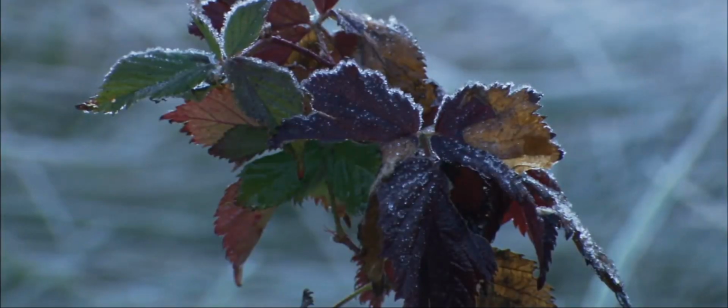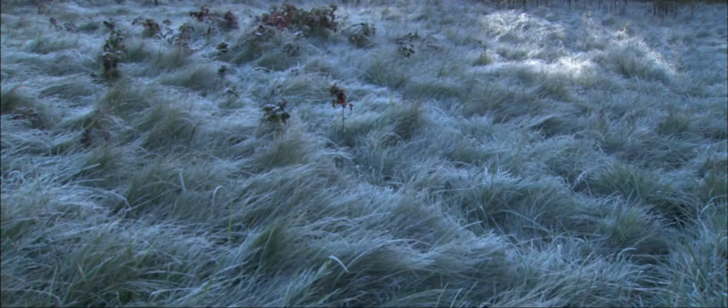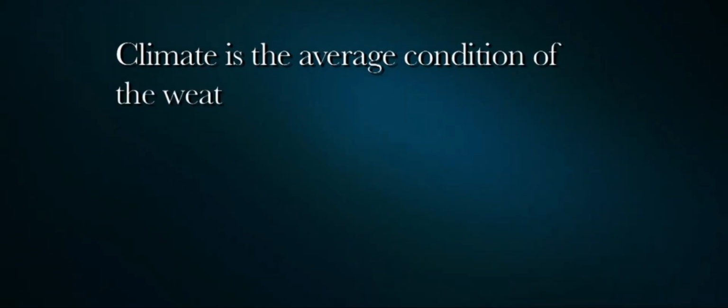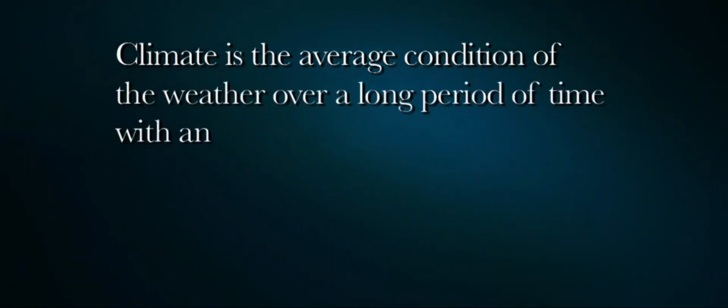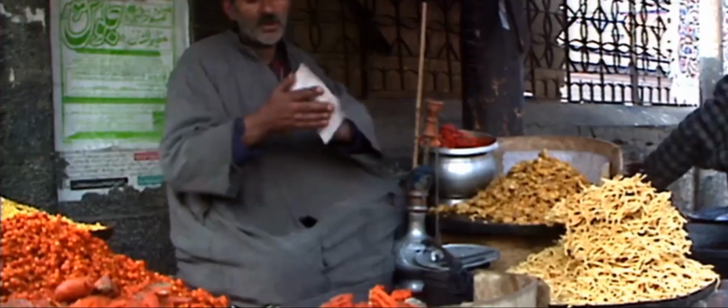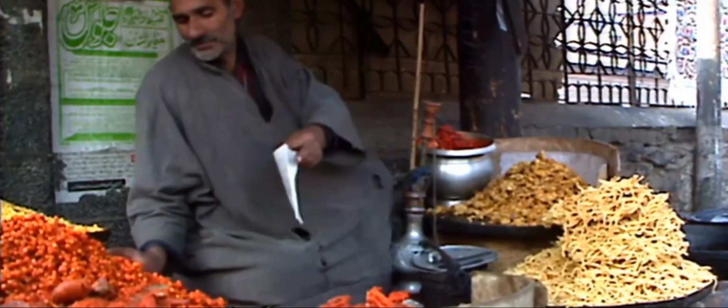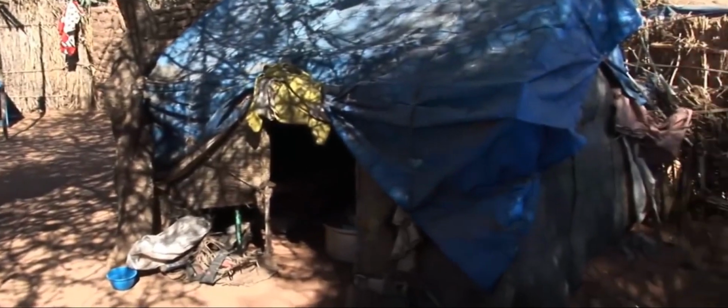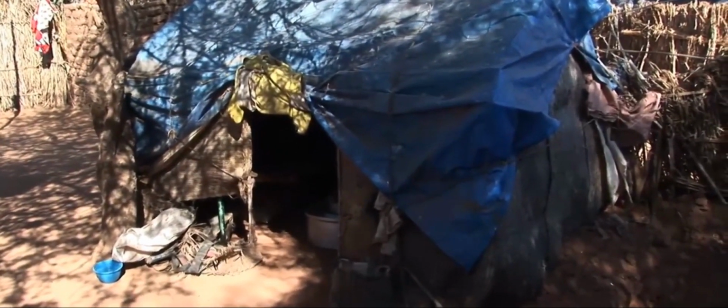The climate of a region also plays an important role in understanding a culture. Climate is the average condition of the weather over a long period of time, with an emphasis on temperature and precipitation averages. An area's climate can impact economic activities, the types of clothing people wear, or the style and size of shelter people need to survive the heat, rain, wind, or cold. Climate can also impact individual choices around lifestyle and recreation.